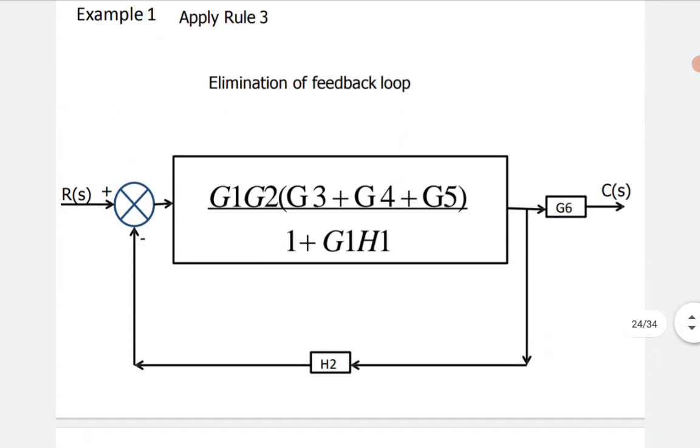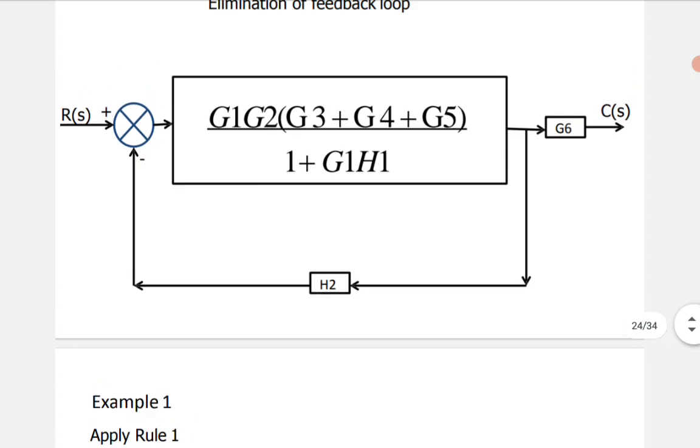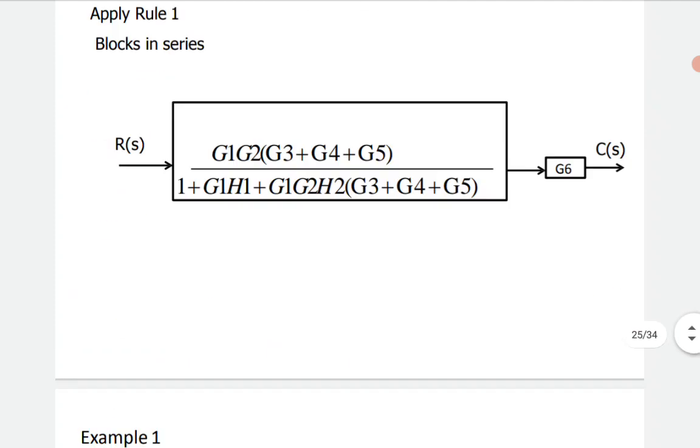Then again we need to eliminate the feedback path which consists of H2, whose gain is negative. That will be G1 G2 whole into G3 plus G4 plus G5 divided by 1 plus G1 H1, then whole divided by 1 plus, because negative feedback is there, H2 G1 G2 whole into G3 plus G4 plus G5 divided by 1 plus G1 H1. So this calculation should be verified by you people.